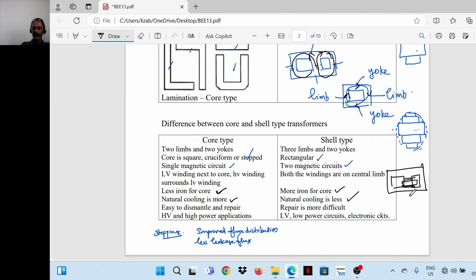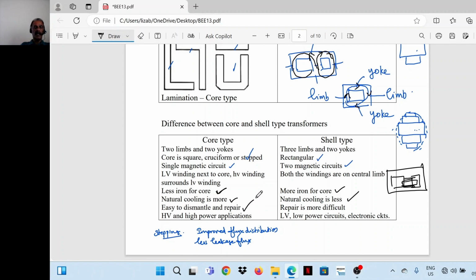For shell type transformer, it looks like the core surrounds the winding. The core is totally enclosed by the winding. Here, in core type of transformer, the winding surrounds or encloses the core. That is the appearance. So in shell type of transformer, free space in between is less, so natural cooling is a bit less.